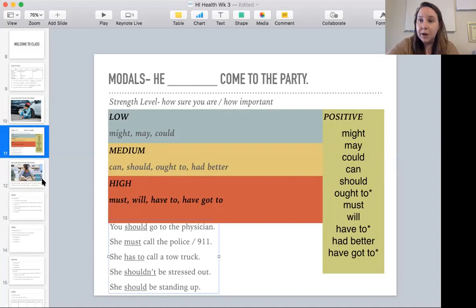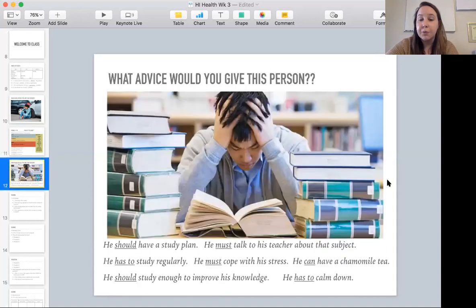We did a little bit of extra practice with this. We also looked at this new picture. The problem in this picture, this man was very stressed. He had a lot of anxiety. So we also gave some advice for him. He should have a study plan. He must talk to his teacher about that subject. He has to study regularly. He must cope with his stress. He can have a chamomile tea. He should study enough to improve his knowledge. He has to calm down.